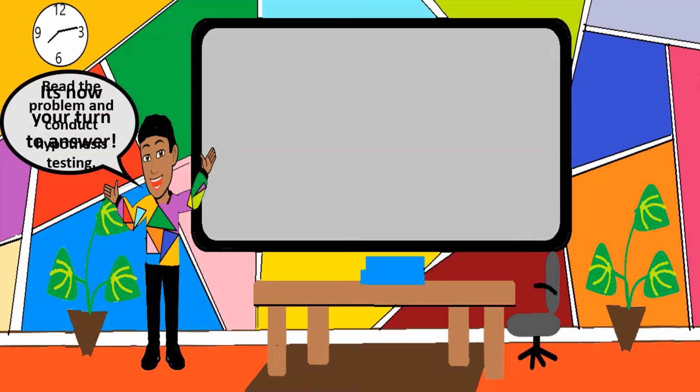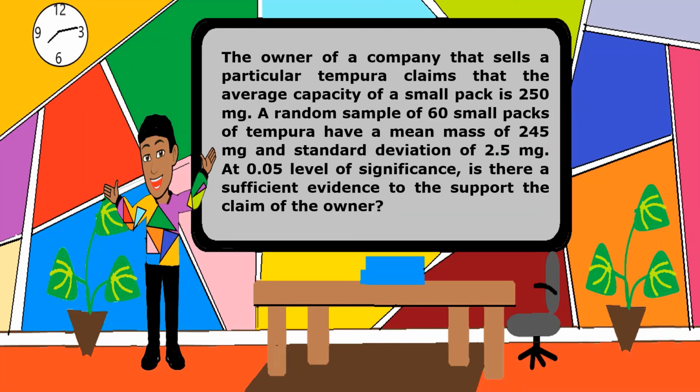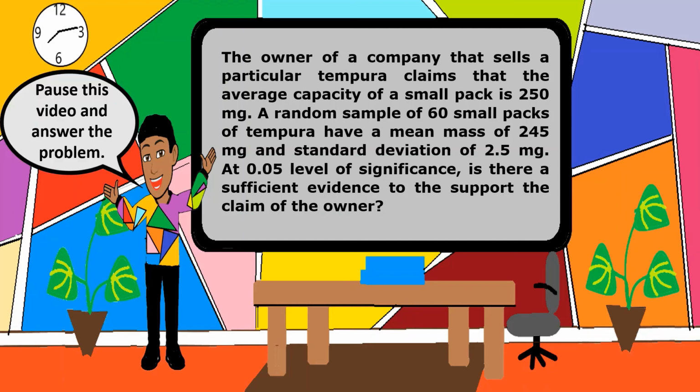It's now your turn to answer. Read the problem and conduct hypothesis testing. The owner of a company that sells a particular tempura claims that the average capacity of a small pack is 250 milligrams. A random sample of 60 small packs of tempura have a mean mass of 245 milligrams and a standard deviation of 2.5 milligrams. At 0.05 level of significance, is there sufficient evidence to support the claim of the owner? Pause this video and answer the problem.